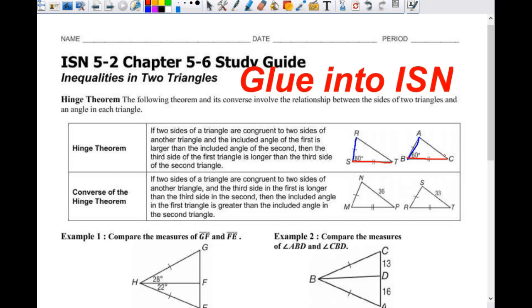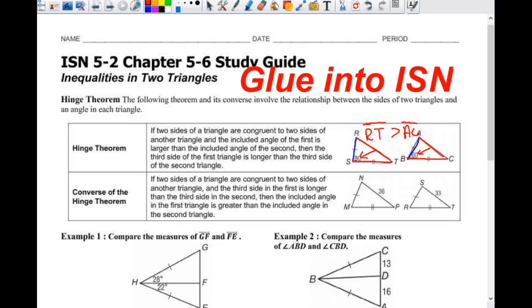What do I mean by that? Look at this side. This side here is across from 80 degrees. This side here is across from 60 degrees. Which side is going to be larger? This side or this side? This one or this one? Name it. RT will be larger than, or greater than, AC. How do you know that? Well, it's across from the larger angle. Okay?